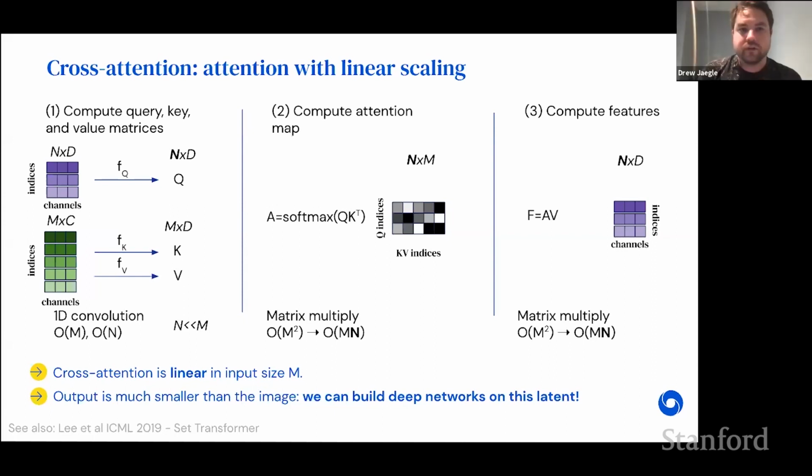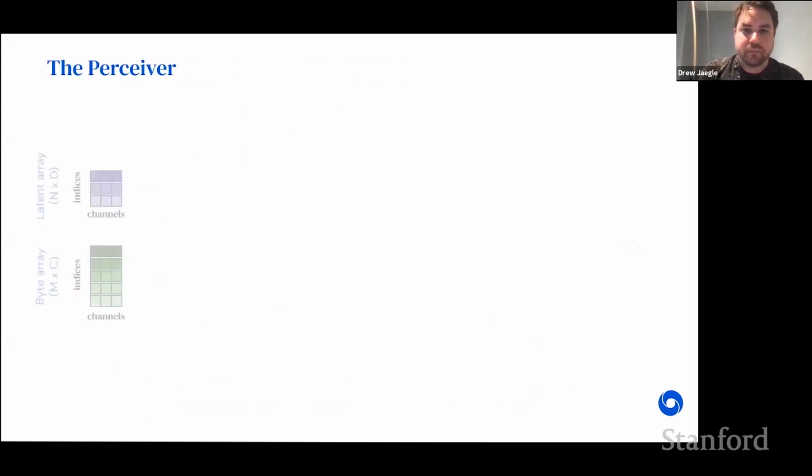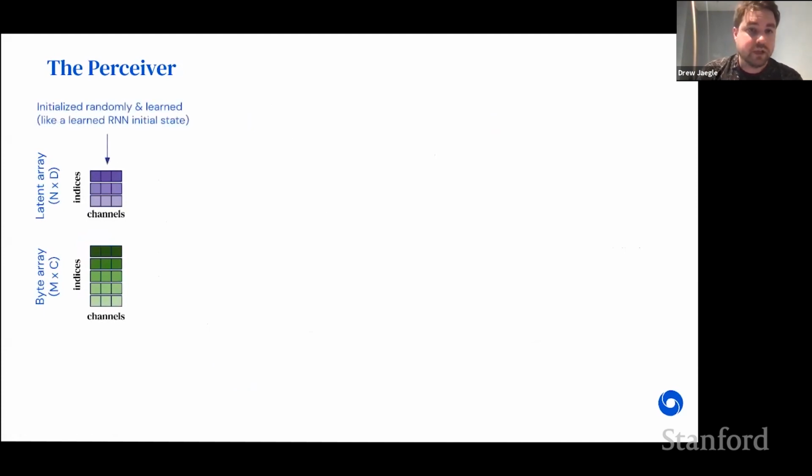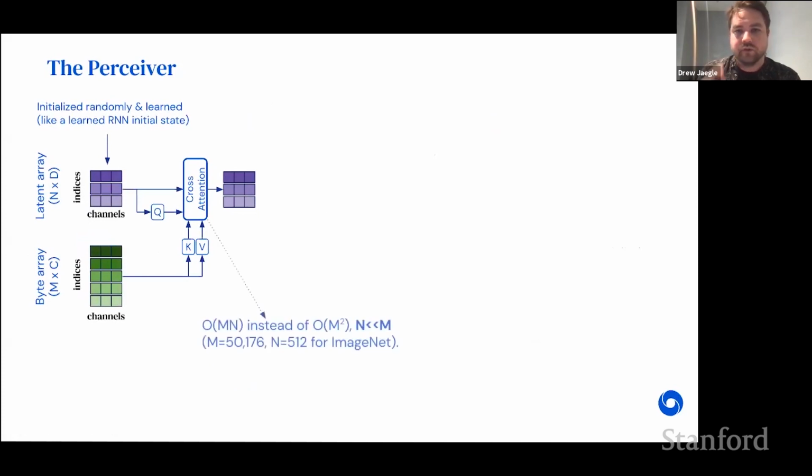Okay, if there are no more questions, I'm going to keep going, but of course feel free to interrupt me. Given this idea, we have this learned latent array, which functions like an RNN initial state, or a set of weights. We randomly initialize that, and then use it to attend onto the input byte array. The byte array here is the flattened set of pixels, for example, for ImageNet. The output of this lives in the same index space as the latent array does. And there are residual connections, the way you would normally have in an attention layer as well.